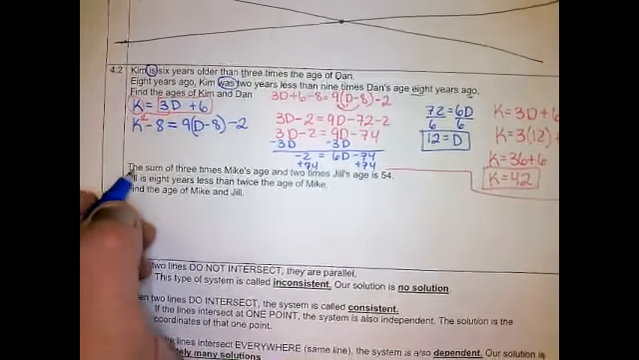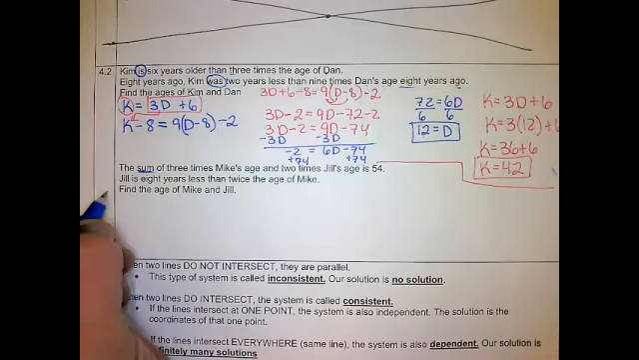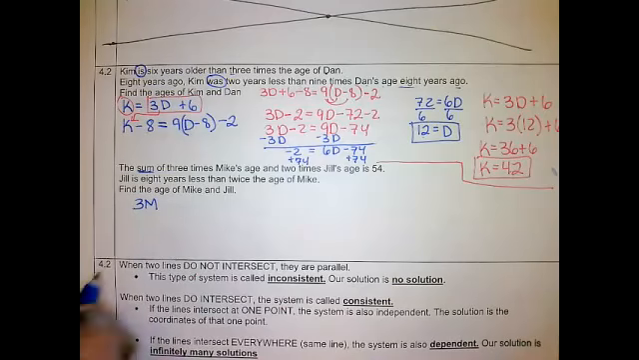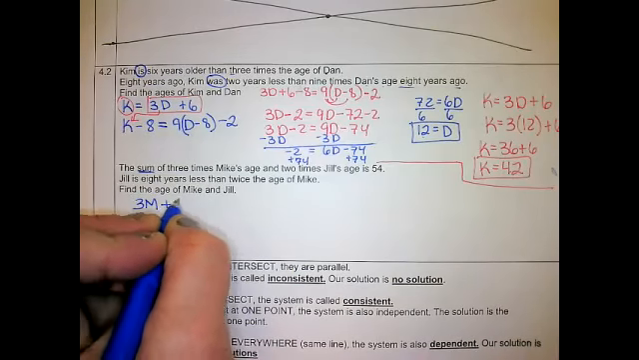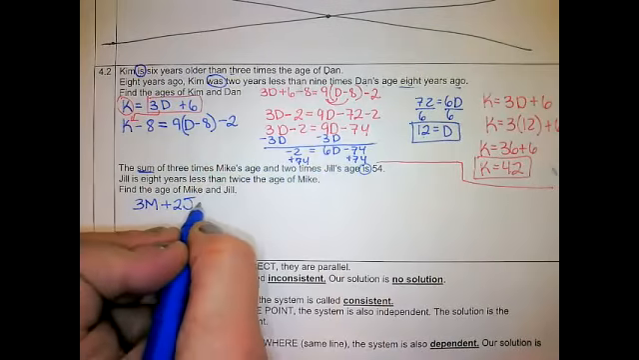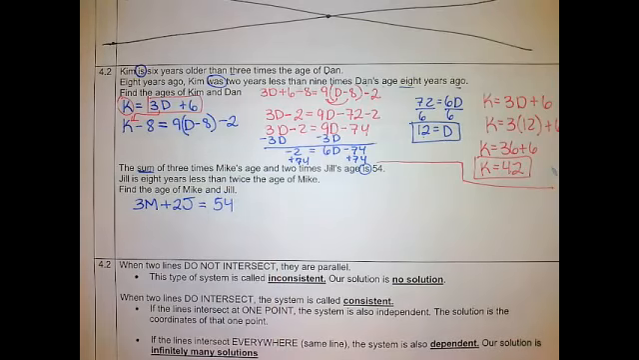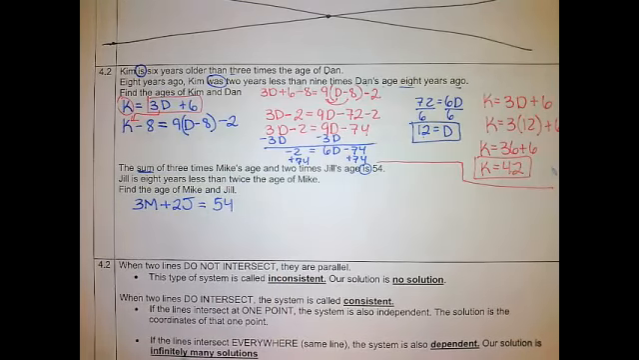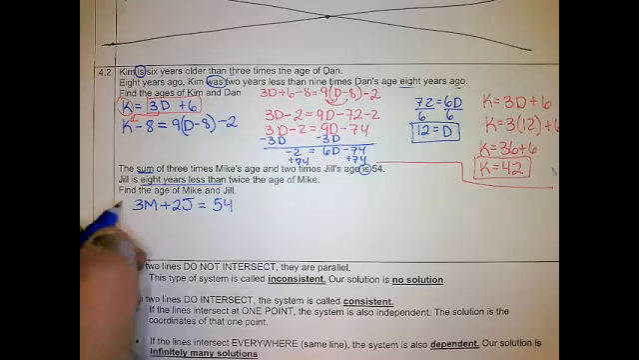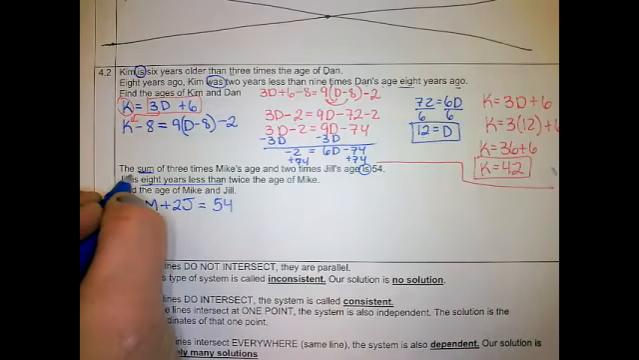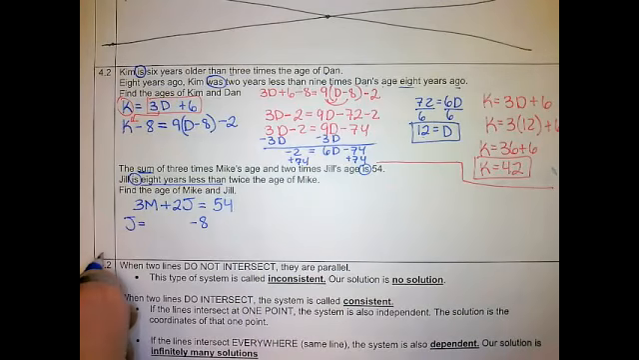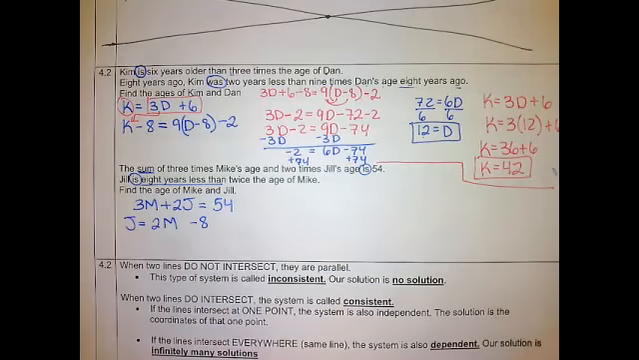The next one says the sum. What's a sum? That's addition of 3 times Mike's age and 2 times Jill's age, so we're adding those two things up, that's our equal sign, 54. We also know that Jill is 8 years less than twice the age of Mike. So we know that Jill is, that's our equal sign, 8 years less than, so we've got to subtract 8, twice the age of Mike.